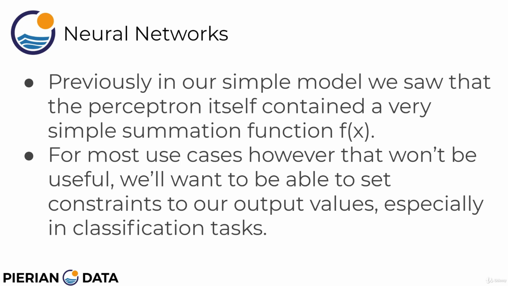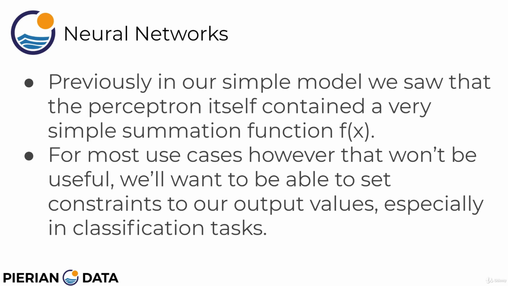Now, previously, if you recall, in our simple model of the single perceptron, we saw that that single perceptron, that neuron, if you will, contained a very simple summation function. We essentially took our inputs x, multiplied them by their own weights w, and then added that neuron's bias and summed it all up.